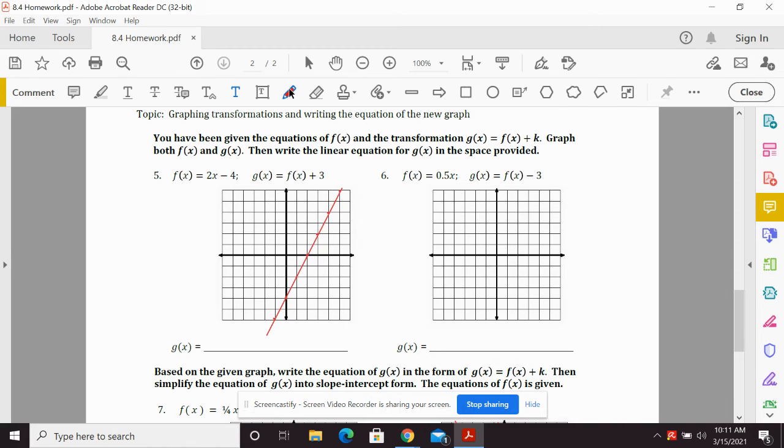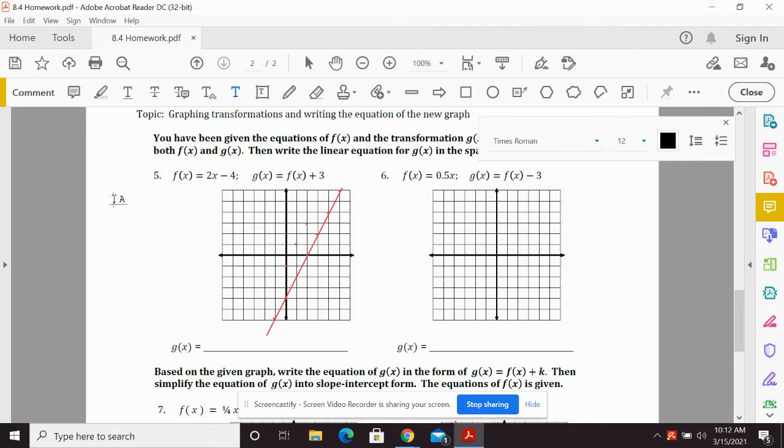So if you want to do that first, you can do that first. Okay, so if I'm moving everything up 3, 1, 2, 3, just like we did with the last problem, you're moving all the points up 3. 1, 2, 3. So we're here, we're going 1, 2, 3, and so on and so forth. You can do that and graph your line. You also have to write the equation.